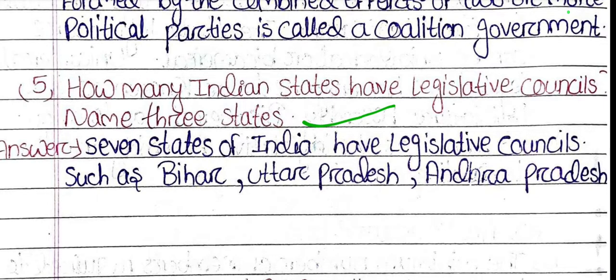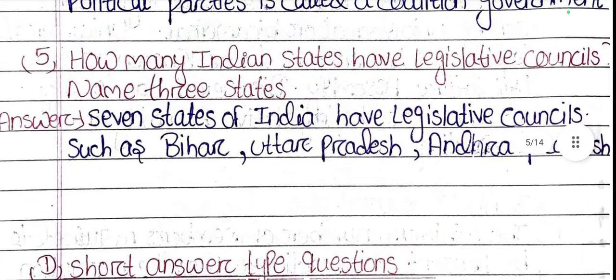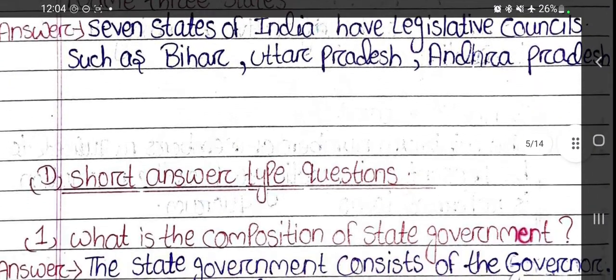And how many Indian states have a legislative council? Name 3 states. 7 states of India have a legislative council, such as Bihar, Uttar Pradesh, Andhra Pradesh, and many more. So here the question is saying 3, you can just write 3. 1, 2, 3. Okay. So Jammu and Kashmir is also in the Legislative Council. Then Punjab is also.